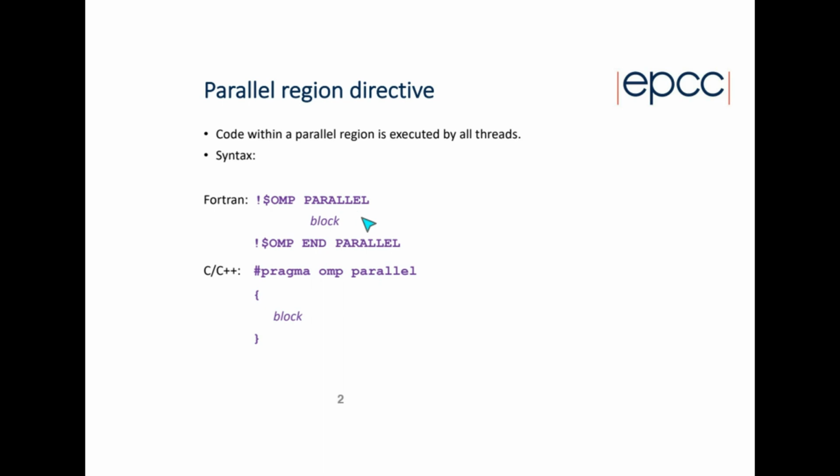The restriction here is that the block of code has to be a structured block. That means that you're not allowed to jump in or out of it. The program could terminate inside there, so you could have a stop, but you can't have a means of jumping in or out without going through the end of the block or through the beginning.